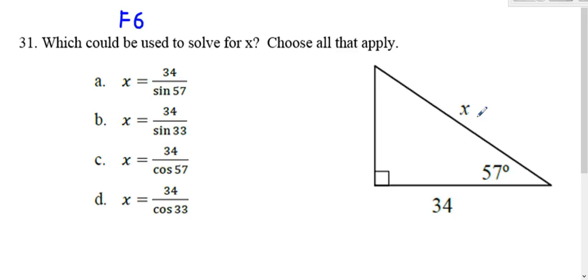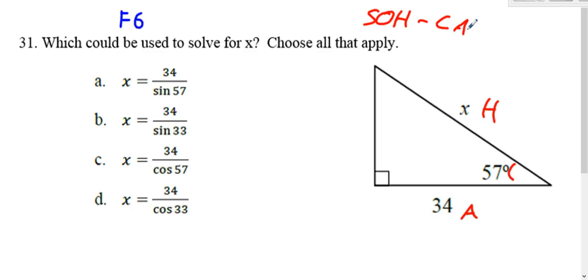So we're going to solve for x from framework 6 here, using sine, cosine, maybe even tangent. What we've got going on here is an angle of 57 degrees. This side is the adjacent side because it's next to the angle. It's between the right angle and the given angle. And then this is the hypotenuse.